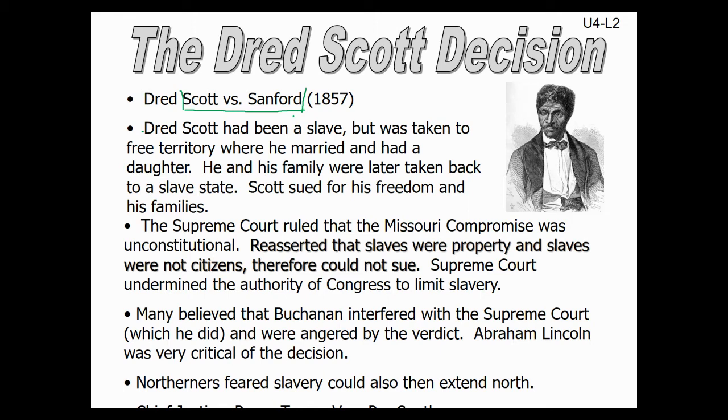So this happens in 57. Once again, the Supreme Court is going to rule that the Missouri Compromise was unconstitutional, that people of color are not citizens, and Congress can't limit property. Like I said, they're denying people of color citizenship, and they cannot sue in a court of law because of that. So once again, this is a very pro-slavery decision. This is creating more animosity, more sectionalism within our society.